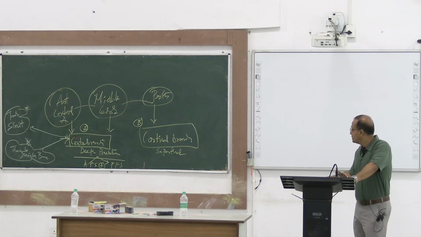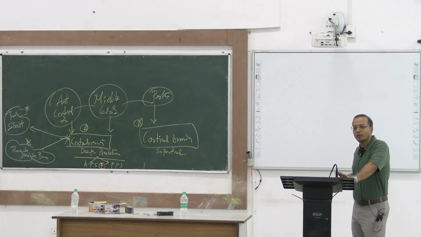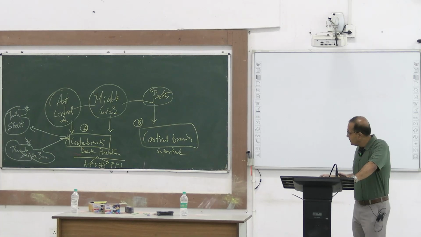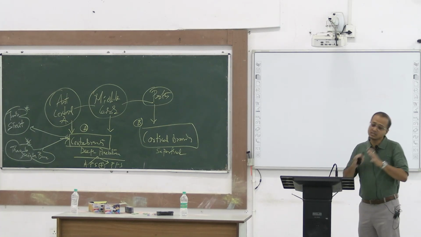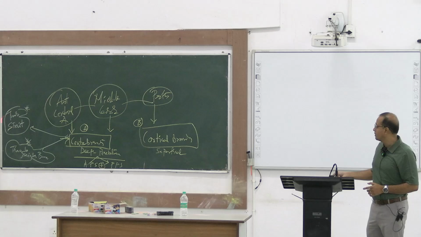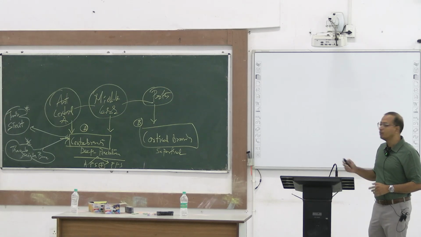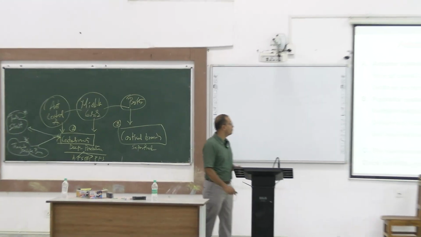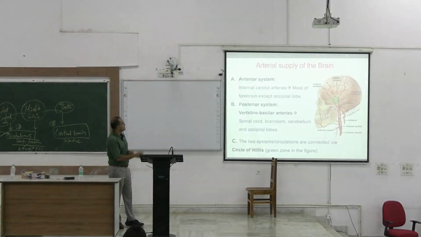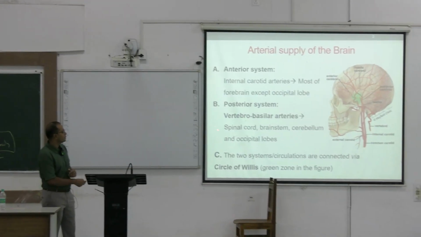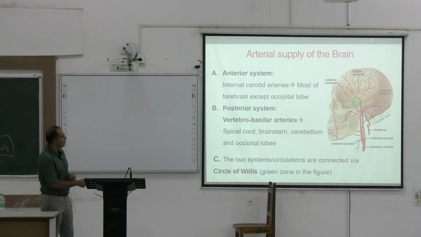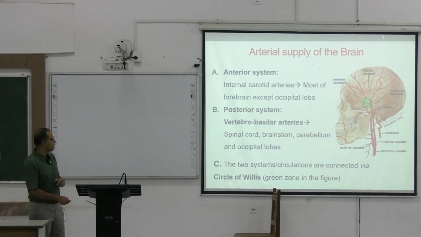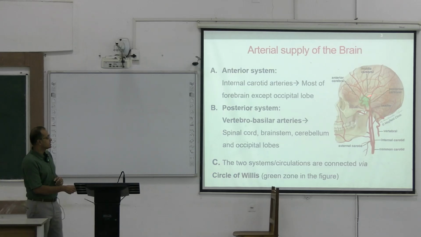Out of these, the deep branches penetrate the perforated substance present at the base of the brain. Once they penetrate the brain, there are four or six different branches. Out of them, two are important: the striate branch and the thalamogeniculate branches. We will be coming back to this. So this is what we are going to talk about, the arterial system. The anterior system and the posterior system. The posterior system is also known as vertebrobasilar. The anterior one we call the carotid system because it comes from the internal carotid artery. And bridging between the anterior and posterior, we have this zone, which is sitting in the green zone.